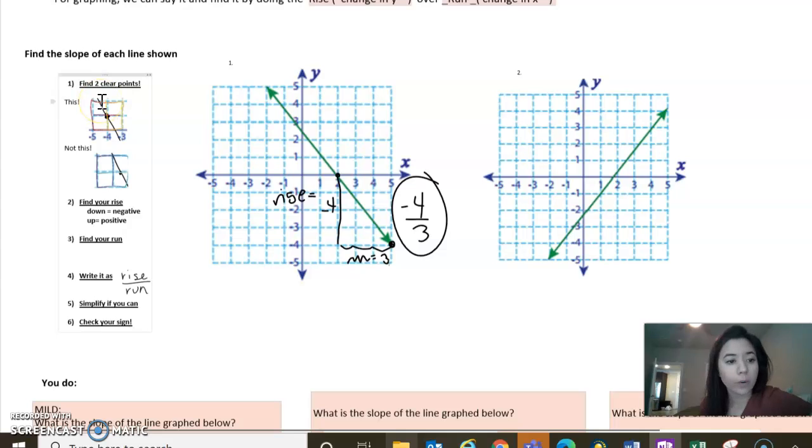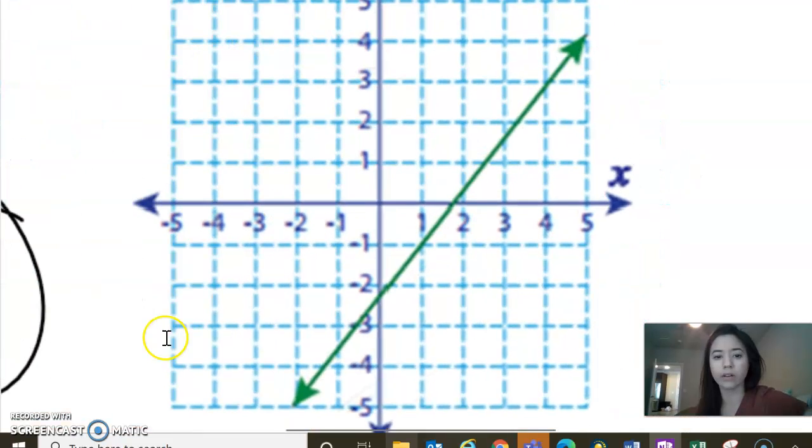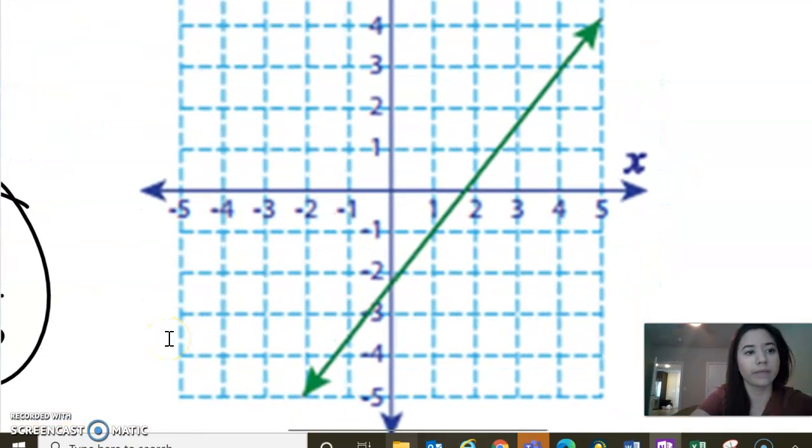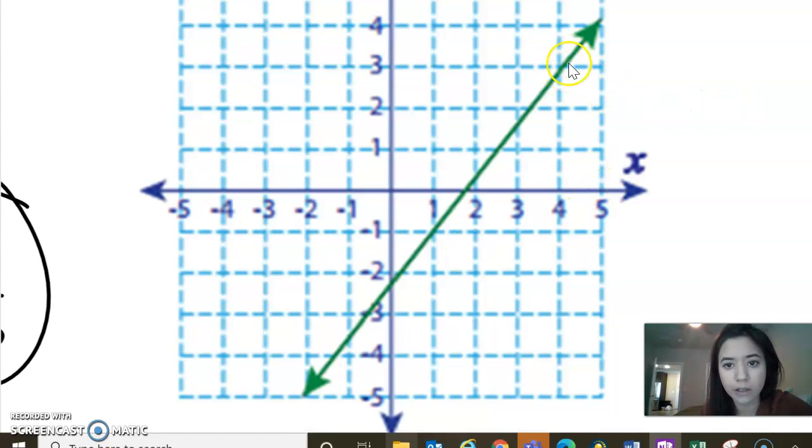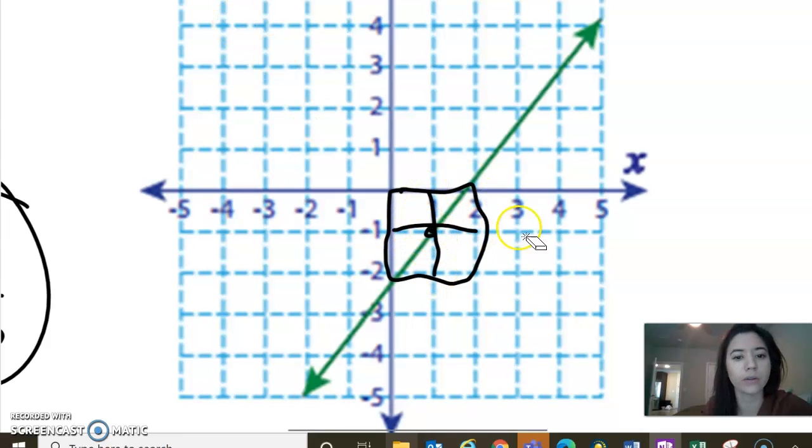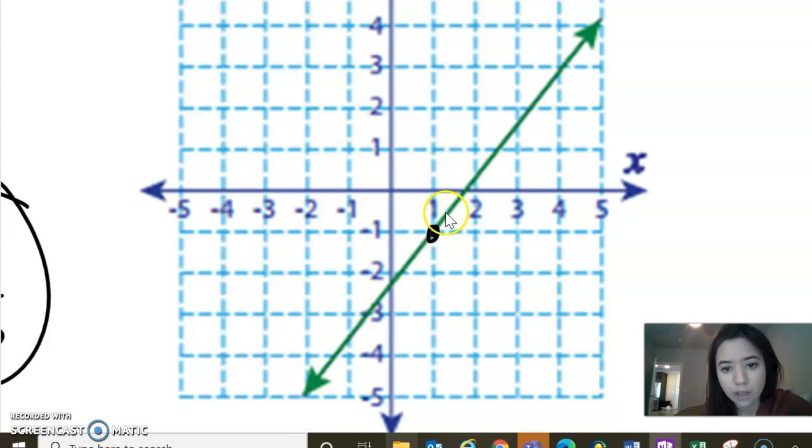Again, we're going to find 2 clear points, find my rise, find my run, write it as rise over run. All right, so I see a clear point right here. You can see, again, in the center of these 4 boxes. It is crossing right in the center, so that is a point. So I'm going to put a little circle there. And then I see another one right here. So I'm going to put another circle there.